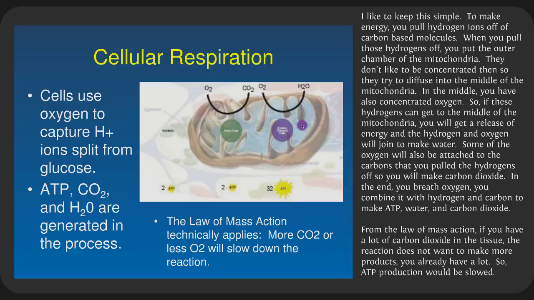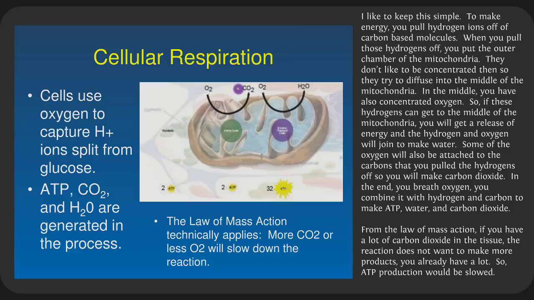In the middle, again, you have this concentrated oxygen. So if these hydrogens can get into the middle of the mitochondria, you're going to get a release of energy, and the hydrogen and oxygen will join to make water. Some of the oxygen will also be attached to the carbons that you pull the hydrogens off of in the first place to make carbon dioxide. So you'll get carbon dioxide.